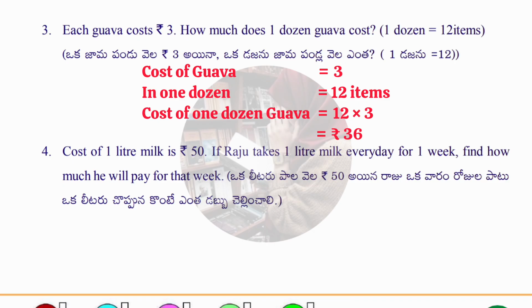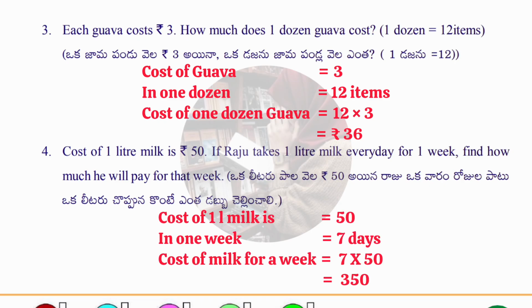Next, last question. Cost of 1 liter milk is rupees 50. If Raju takes 1 liter milk every day for 1 week, how much will he pay for that week? So let's see the answer. Cost of 1 liter milk is rupees 50. Right? So in 1 week, how many days will be there? 7 days. Write down 7 days. Then cost of milk for a week is equal to 50 multiplied by 7.